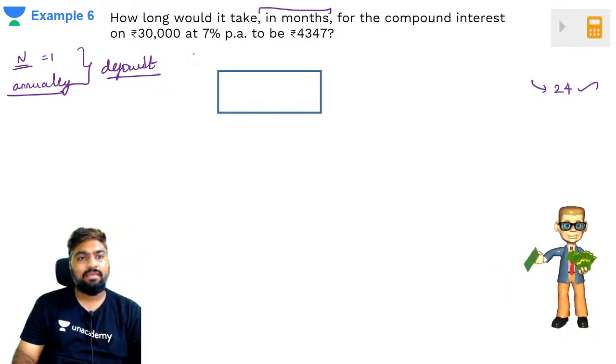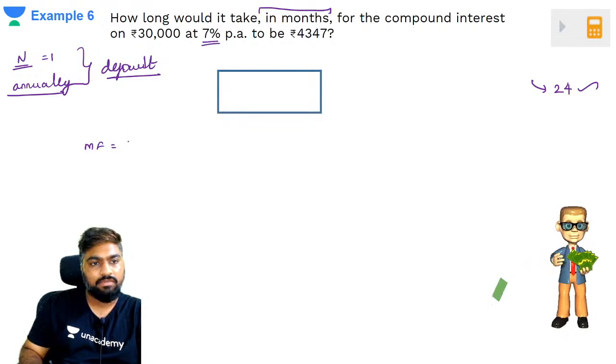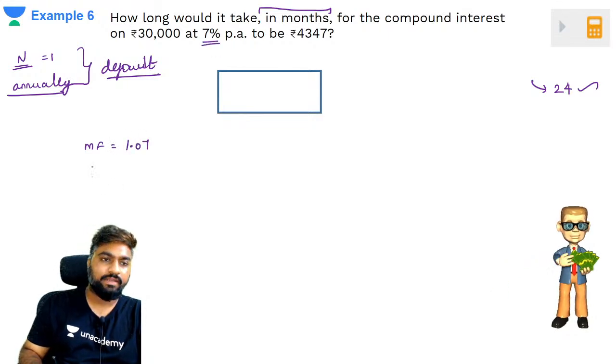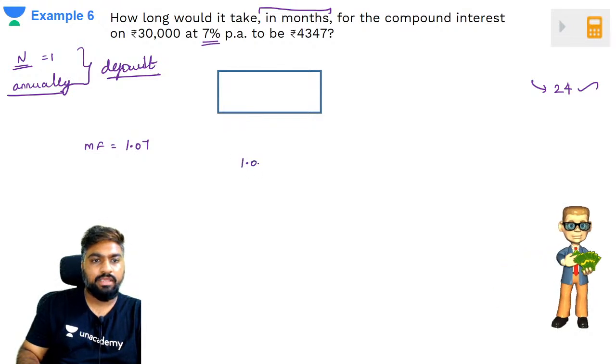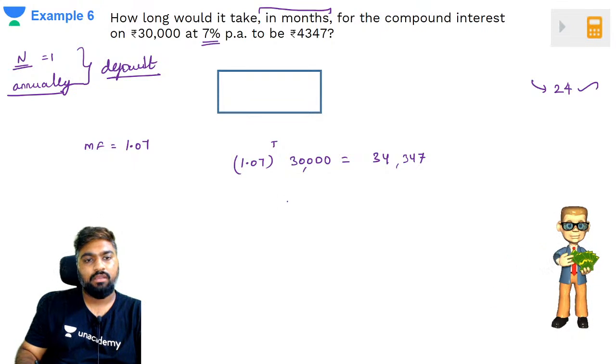Again, you can do the same thing using multiplication factor, right? You know your multiplication factor here is going to be what? 7% per annum. That is 1.07. Yes. So 1.07 power whatever is the time period into your principal 30,000 should give you the amount, not the interest, the amount, which is what? 34,347.